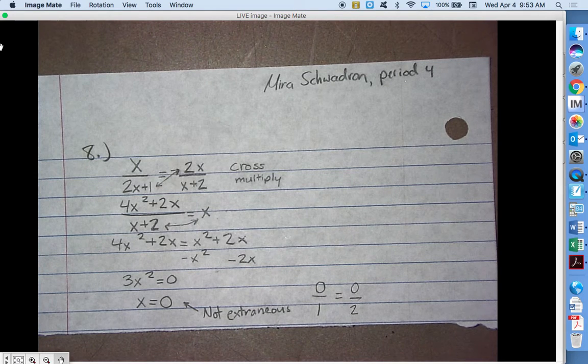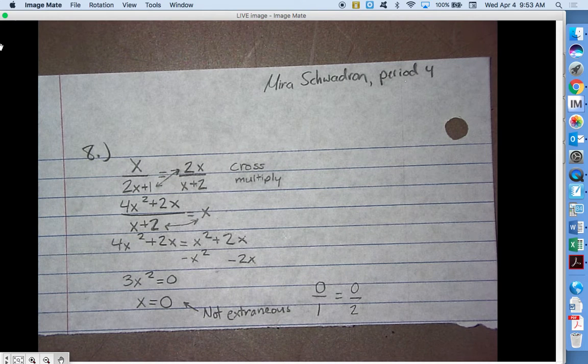So I subtracted the x squared plus 2x to the other side, and you get 3x squared equals 0. So then x has to equal 0. So I plugged in 0 as x to make sure it wasn't an extraneous solution, and it wasn't, because 0 equals 0.